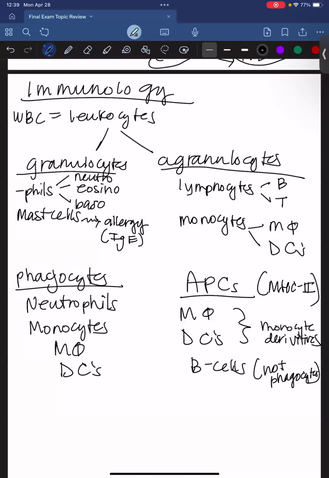MHC does not recognize specific antigen. It can present any antigen, very non-specifically. So there's a receptor that recognizes specific antigen, specific to that B cell. It is called IgD. IgD is the receptor on B cells. So it's like a membrane-bound version of the antibody, and it's a receptor for that B cell.